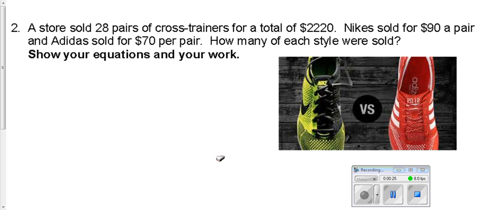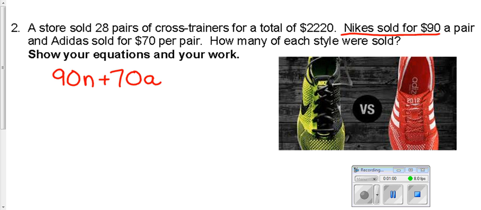Okay, so the first thing that we know is that Nike sold $90 a pair. So we could write that 90N. Now I'm using the N to represent the X, and it works out easier sometimes when you label the variables. And we also know that Adidas sold $70 per pair. So I'm going to put 70, and this time I'm going to call the Adidas A, with an A.